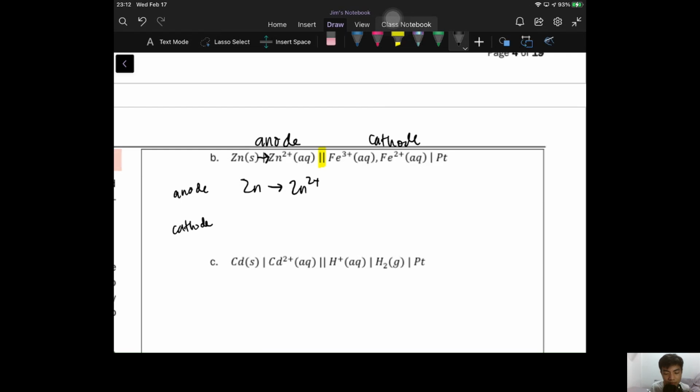Wala tayong single line. Yung comma yung meron. Okay, yung comma, i-convert mo to arrow. Okay? So, yan. So, that will be Fe3 plus to Fe2 plus. Okay? Yung platinum, hindi sinasama yan sa equation, ha? Hindi sinasama yan sa equation. Catalyst yan eh.